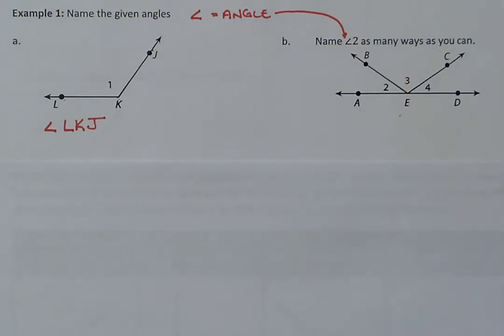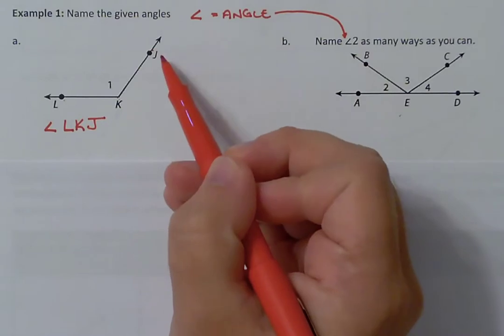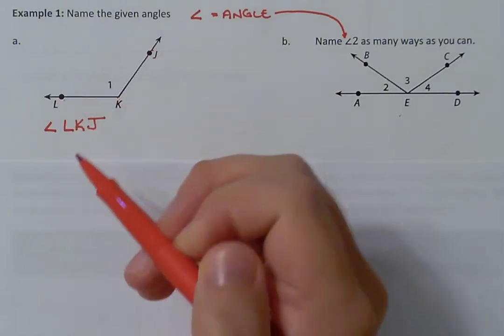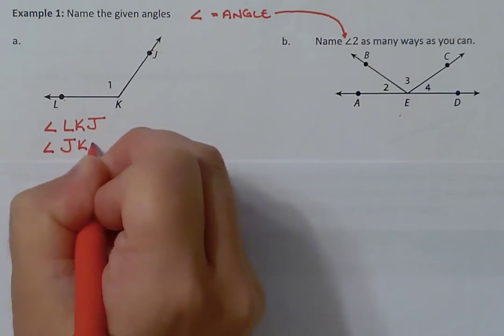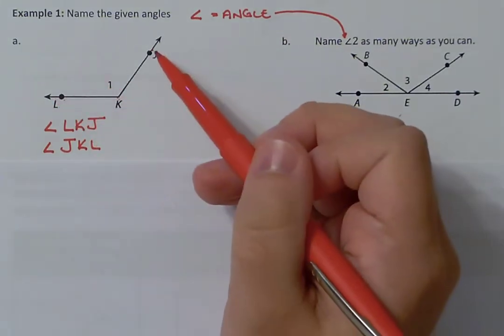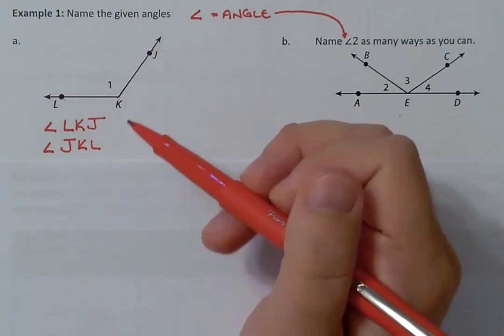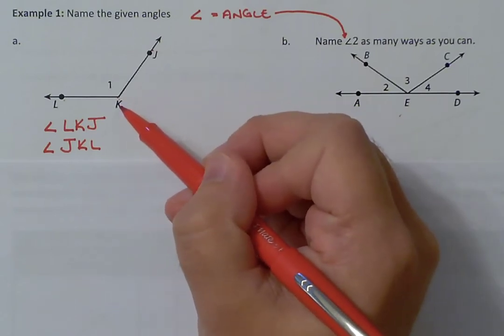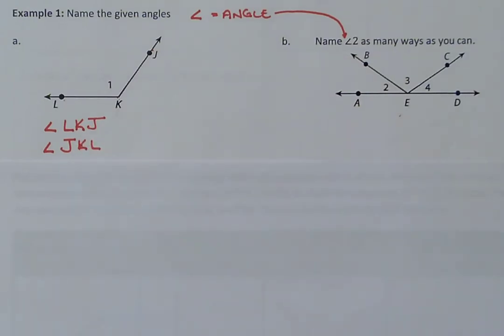Now, while order does matter, it does not matter which letter you start with. So if I did L, K, J, I can also do J, K, L. So another way that we can name this angle is going to be JKL. So if you want to start at the left point or at the right point, it does not matter. You just have to flow through the angle. And the key here is that the vertex, in this case K, is that middle letter. As long as the vertex is in the middle, that's going to be our main guiding point for naming.